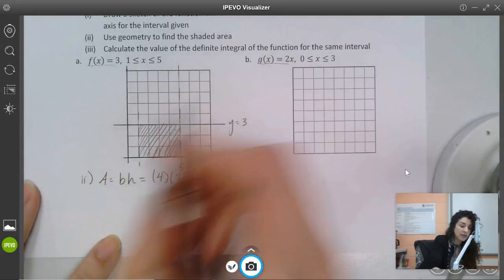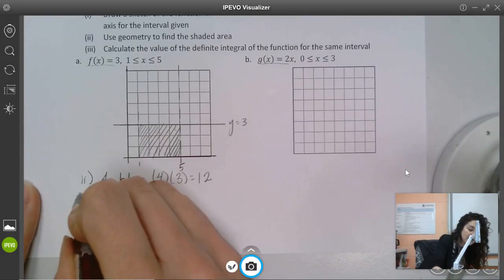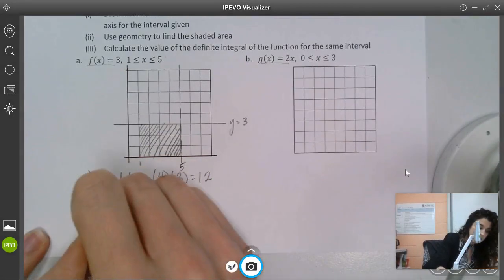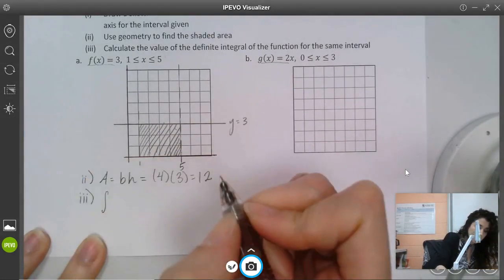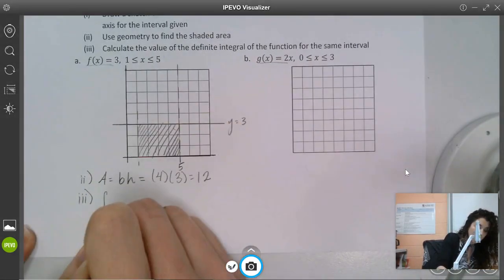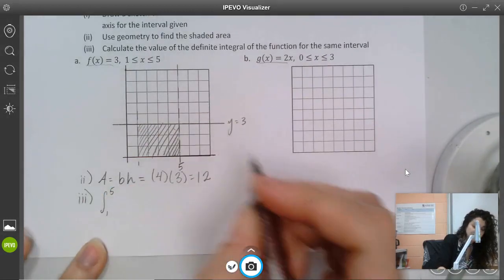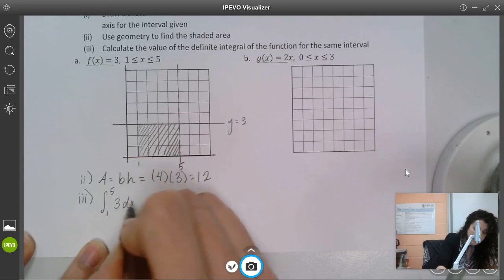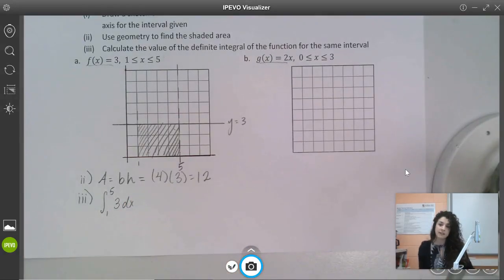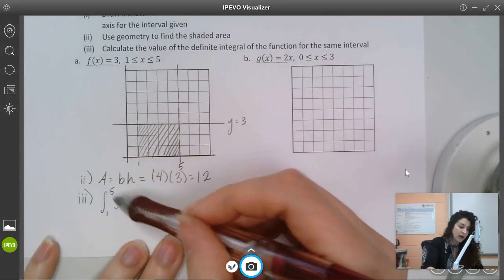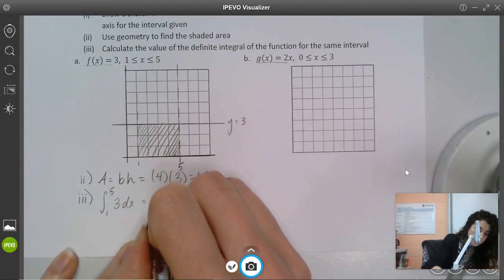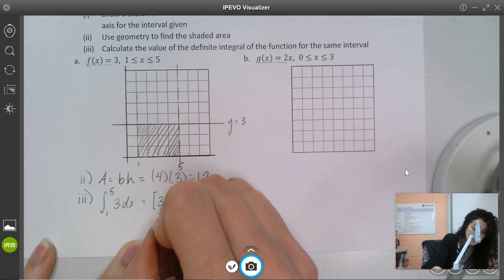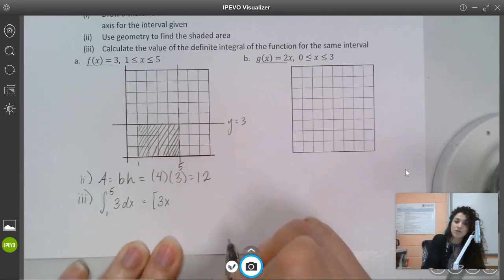And then if we wanted to calculate the value of the definite integral of the function on the same interval, writing that definite integral out, you have that little integral symbol. We're going from 1 to 5 of this equation, and it's an equation of x. That's how we write the definite integral out, from 1 to 5 of that. Now that is just equal to, and we can find that integral. Remember that it's 3, and then you can just add on the x when there's no x there.